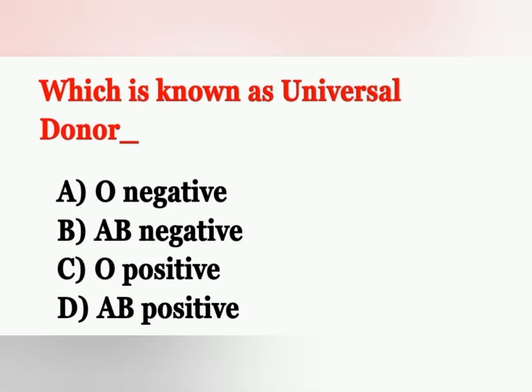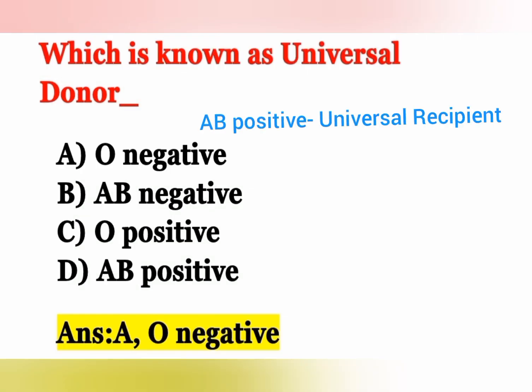The next question, which is known as universal donor? Option A, O negative, option B, AB negative, option C, O positive, option D, AB positive. Universal donor is O negative. Option A is the correct answer. The universal blood groups are AB positive and O negative. O negative is the universal donor and AB positive is the universal recipient.